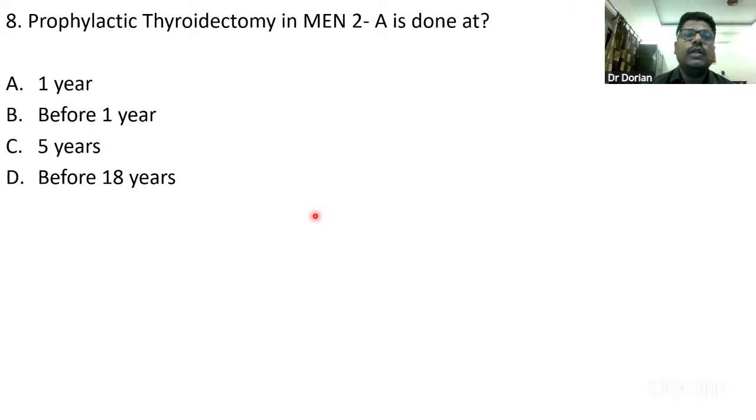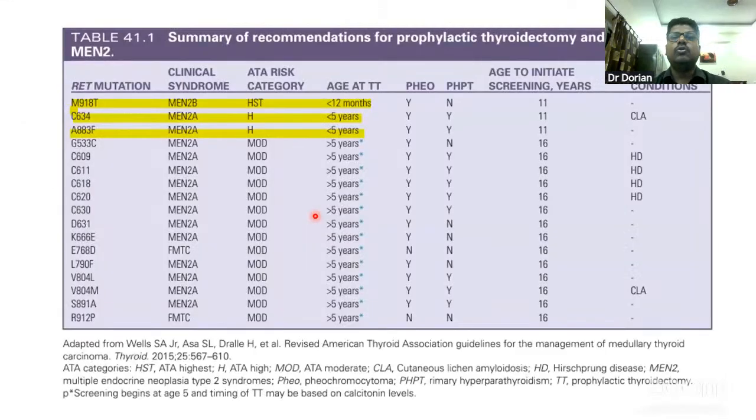1 year, before 1 year, 5 years, before 18 years. So see this table from Sabiston. You just need to know these first 3 things alone. So these are all the mutation codons. Nowadays, in all cases of medullary thyroid cancer, you need to do RET mutation analysis. Okay, very important. Earlier, it was recommended only in syndromes MEN 2A and 2B. Nowadays, it is recommended for all cases of medullary thyroid cancer.